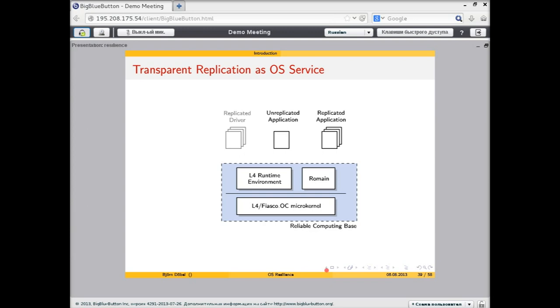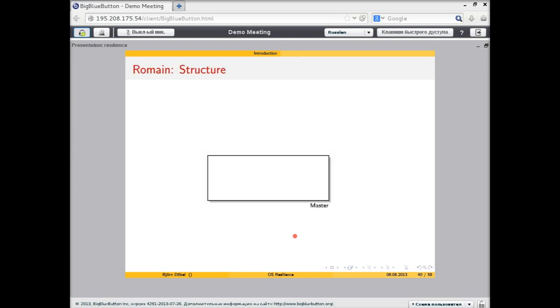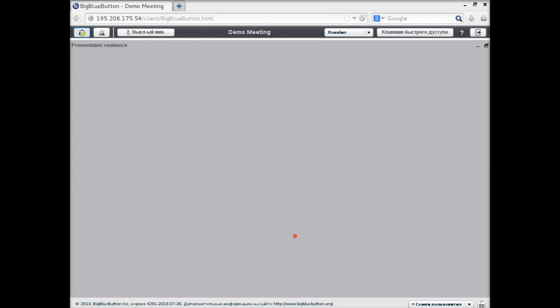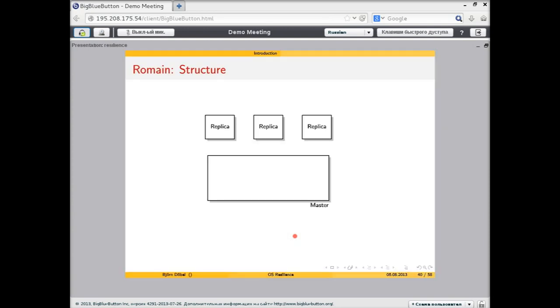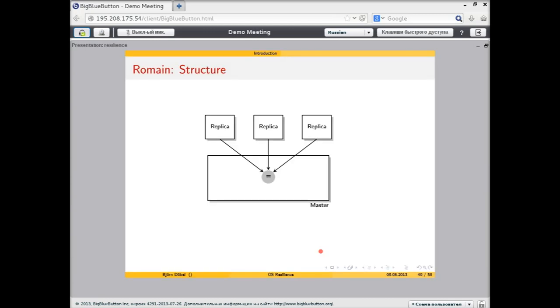When starting an application using Romain, we split the application into different address spaces. The first address space is the master address space, which is in control of the whole replicated application. There's one master address space for every replicated application. One thing the master does is create multiple instances of the same application, and we call these instances the replicas. The master then uses Fiasco mechanisms to monitor whenever the replicas perform any actions that are visible to the external world. In terms of Fiasco, these actions are usually system calls that send IPC messages, that interact with kernel objects, and so on.